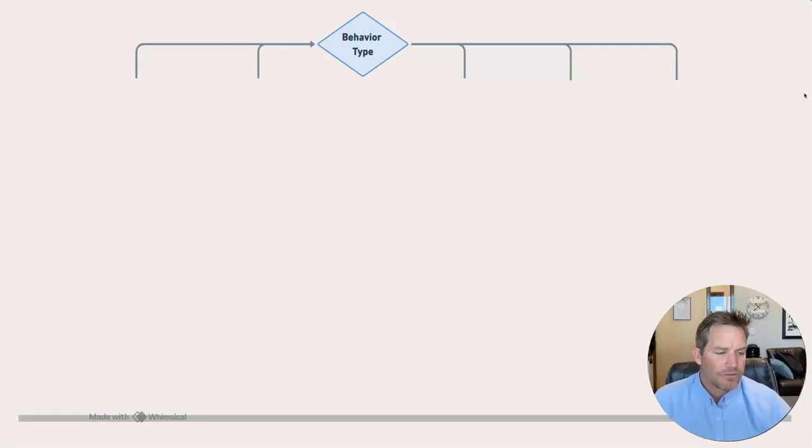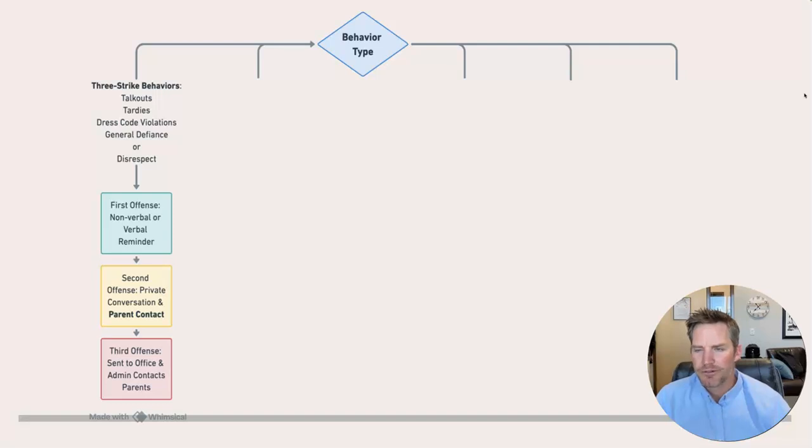So I wanted to create kind of a flow chart or an at-a-glance guide, just a tool that you keep nearby so you can quickly reference when you should be sending students to the office with a referral. First up, those three-strike behaviors. These are things like talkouts, tardies, dress code violations, general defiance or disrespect, kind of those low-grade misbehaviors. I'll add gum to this list.